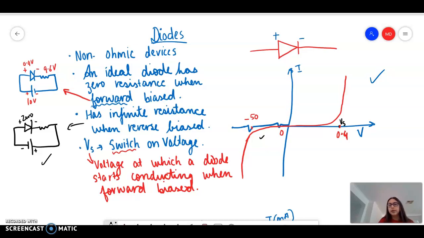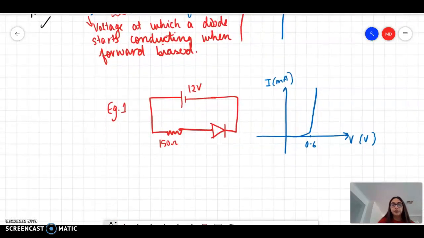And this is the symbol. The triangle is the positive part and the little line is the negative part. So for any diode question, the first thing you check is whether it is connected forward biased or reverse biased. Now let's deal with this question.